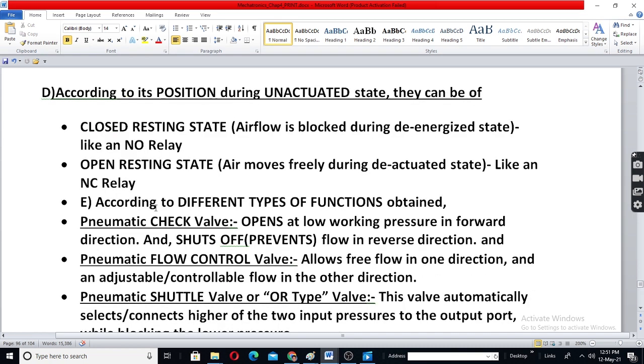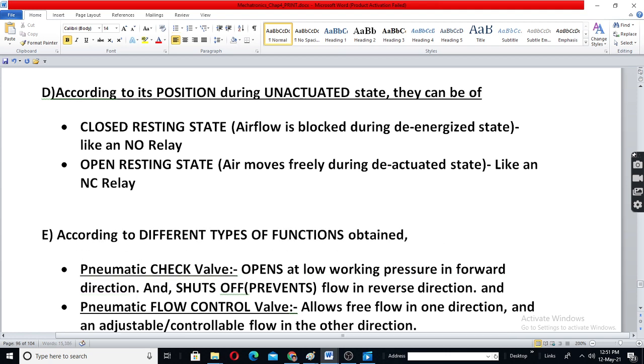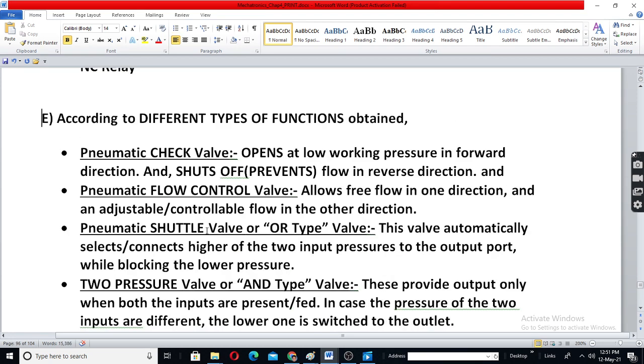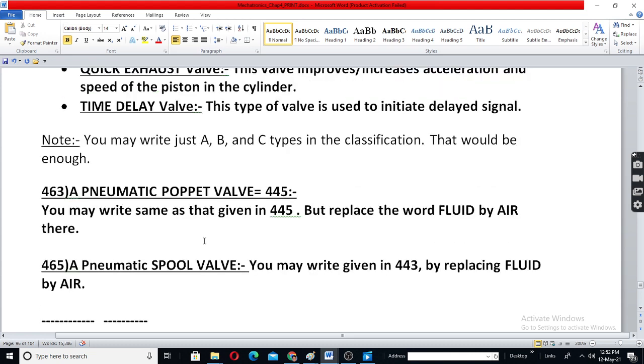Normally open means no current can flow. Normally closed means current will flow even without actuation in a relay. Here it is opposite. If it is closed during resting state, it is blocked, because if the valve is closed, there is no flow of gas or air. If the valve is open during de-energized state, it is like an NC relay. Easy to understand. And according to different types of functions obtained, you have different types: flow control, shuttle, all these things. Let us not discuss in detail because we belong to electrical engineering, and in your syllabus only one or two hours is given for study of all these topics. And for poppet valve and spool valve, you can copy what is given in the hydraulic valve, just replace fluid by air.